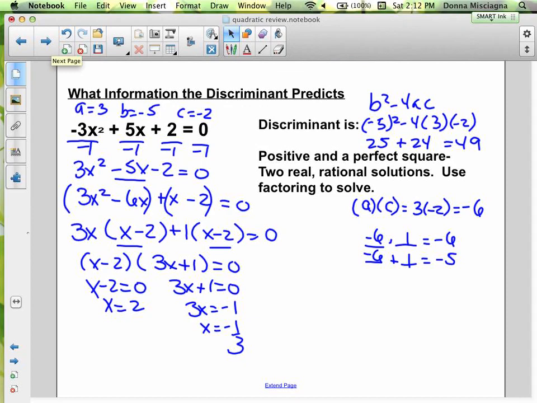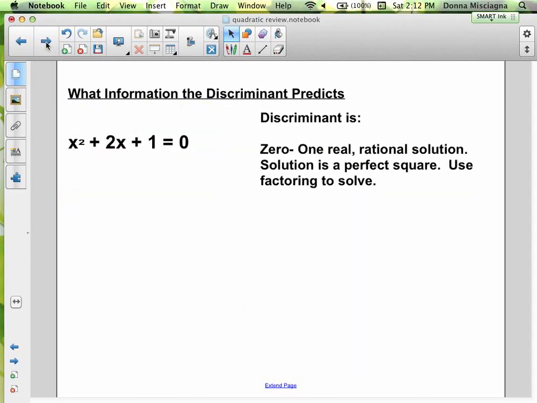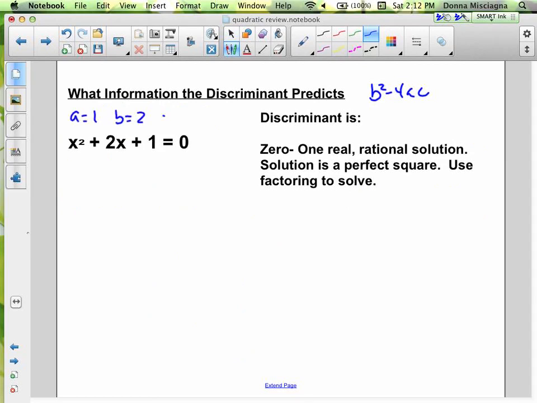Looks like we're on the last problem in your notes, which is my last problem. All right, so let's find our discriminant. B squared minus 4AC. A is 1, B is 2, C is 1. So I've got 2 squared minus 4 times 1 times 1. Well, that's 4 minus 4, and that's 0, which means one real rational solution. It's a perfect square. Use factoring to solve.